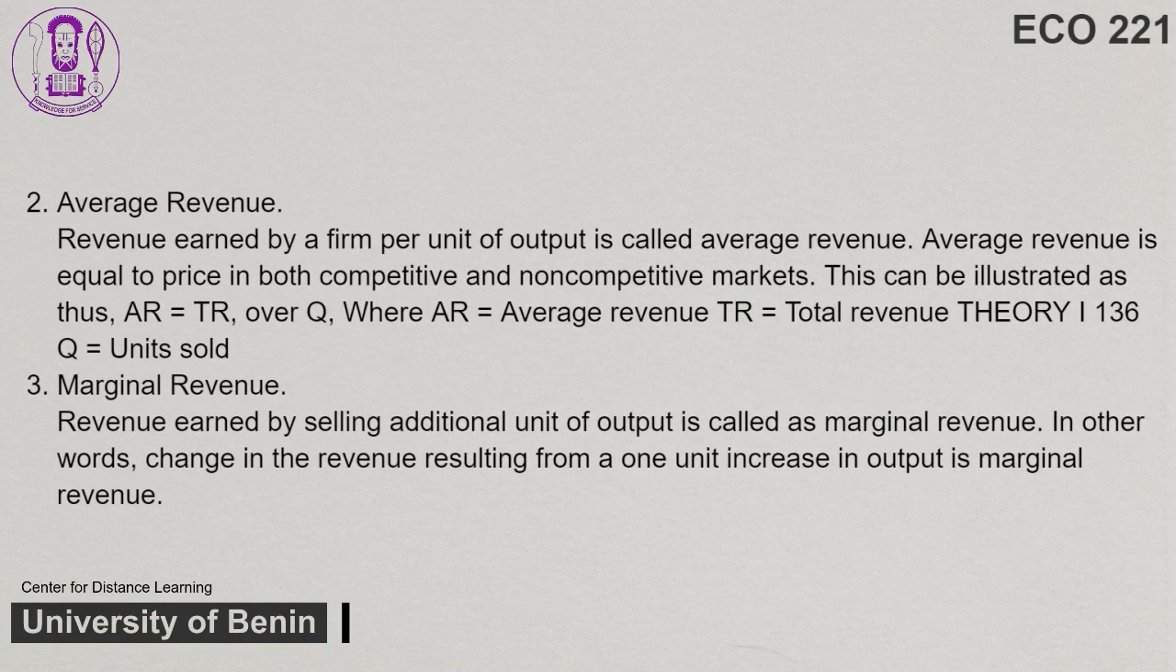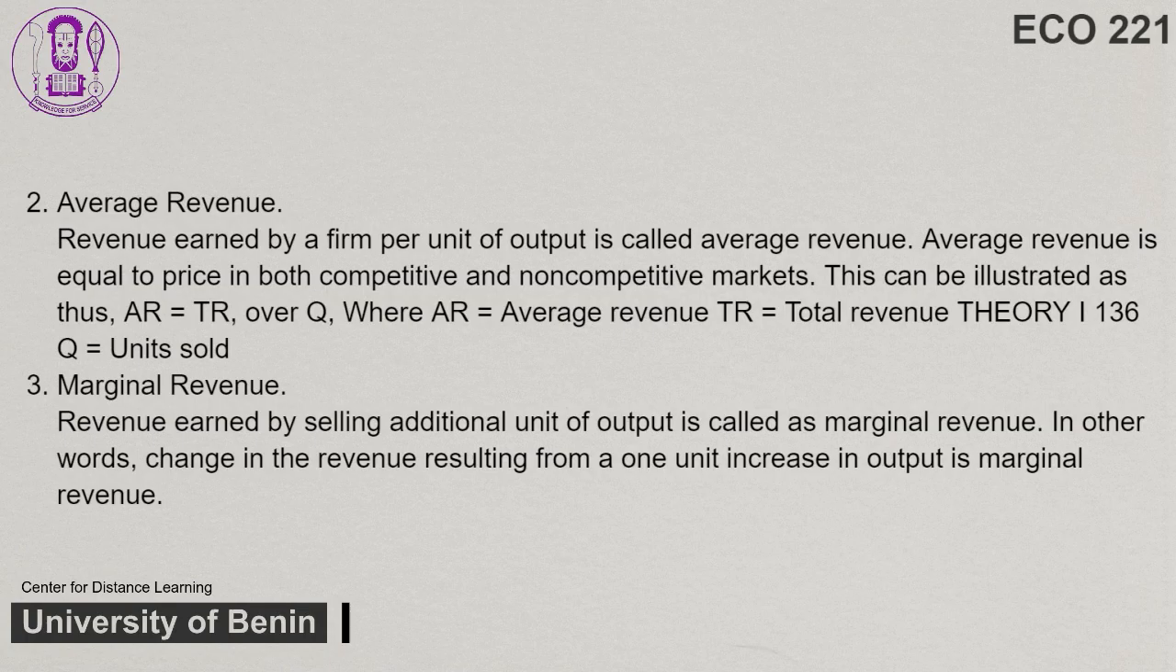2. Average revenue. Revenue earned by a firm per unit of output is called average revenue. Average revenue is equal to price in both competitive and non-competitive markets. This can be illustrated as thus: AR equals TR over Q, where AR equals average revenue, TR equals total revenue.